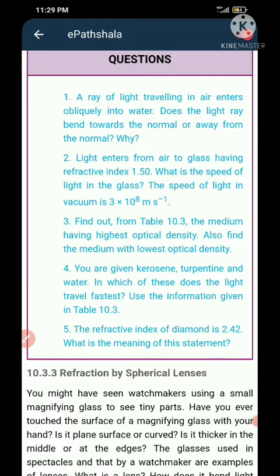The last question, the fifth one. The refractive index of diamond is 2.42. What is the meaning of this statement? So you can find out here by putting the formula. N medium is equal to the speed of light in vacuum divided by the speed of light in diamond. So the speed of light in the diamond is slow. So we saw that the statement means diamond is very optically dense.